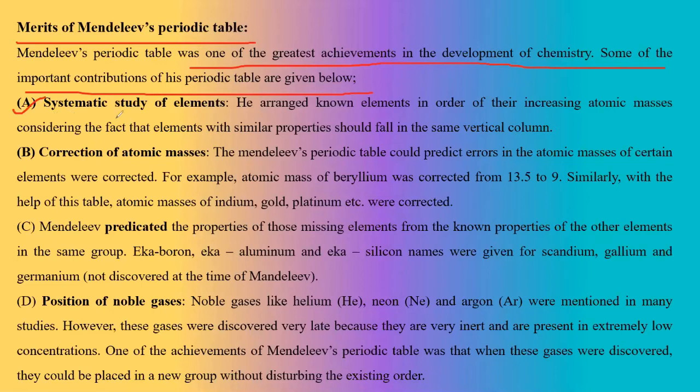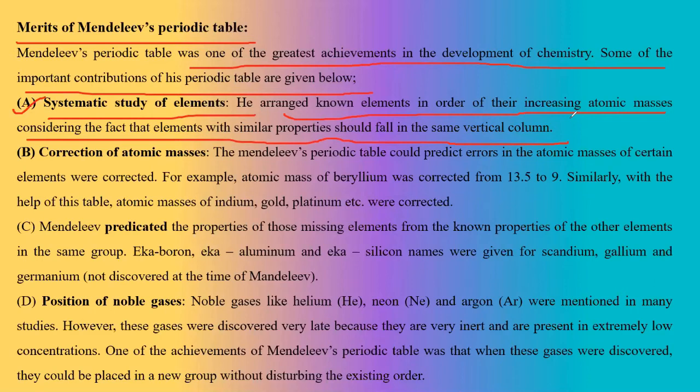Number 1, systematic study of elements. He arranged the then known elements in order of increasing atomic masses, considering the fact that elements with similar properties should fall in the same vertical column. Now this particular idea was very innovative at that time, and due to this innovative idea only, Mendeleev's periodic table was of that importance.